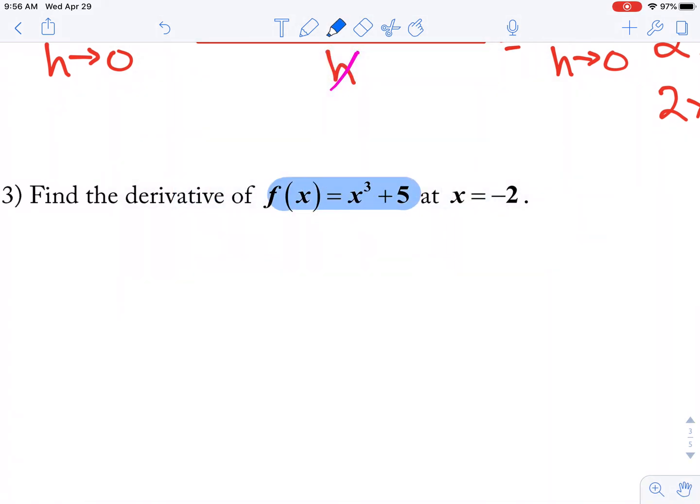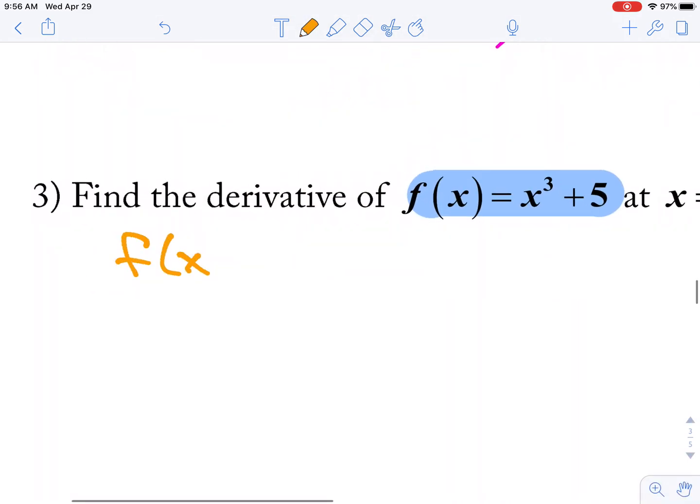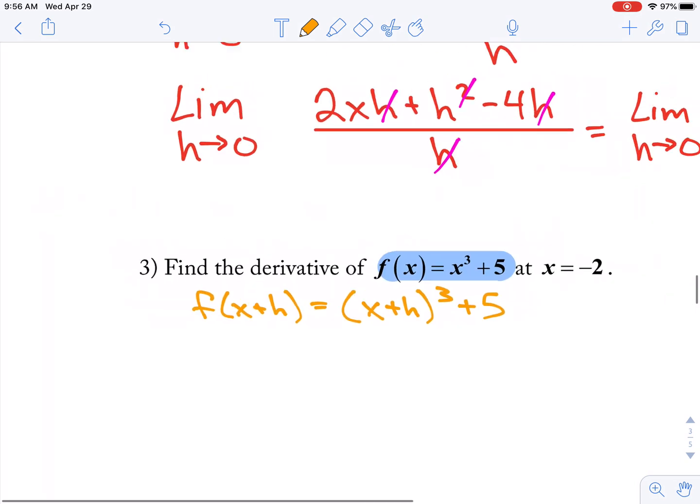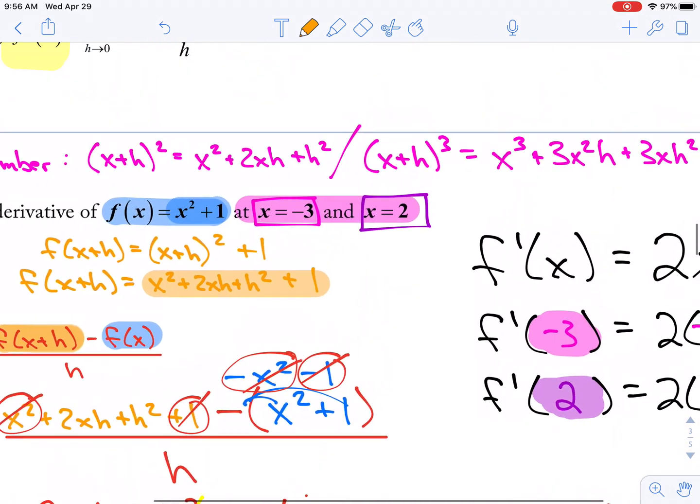So the first thing we want to do is find f of x plus h, which in this case would be the quantity x plus h cubed plus 5. And now, like I said before, we want to remember x plus h cubed. I wrote it up here.